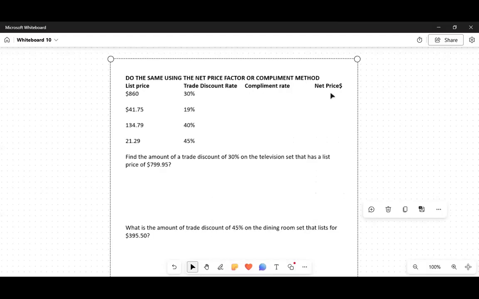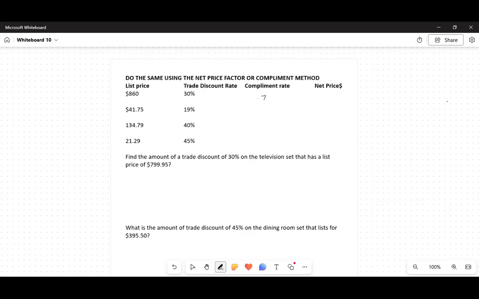So again, if I use the complement of the discount rate, that gives me the net price rate, and that net price rate is going to give me the net price. So if my trade discount rate is 30%, and if I subtract that from 1, that gives me 70%. So that's my rate, right? The opposite. If my discount rate is 19%, then that means I pay 81%. If my discount is 40%, I'm going to be paying 60% of the total. If my discount rate is 45%, I'm going to be paying 55% of the total.